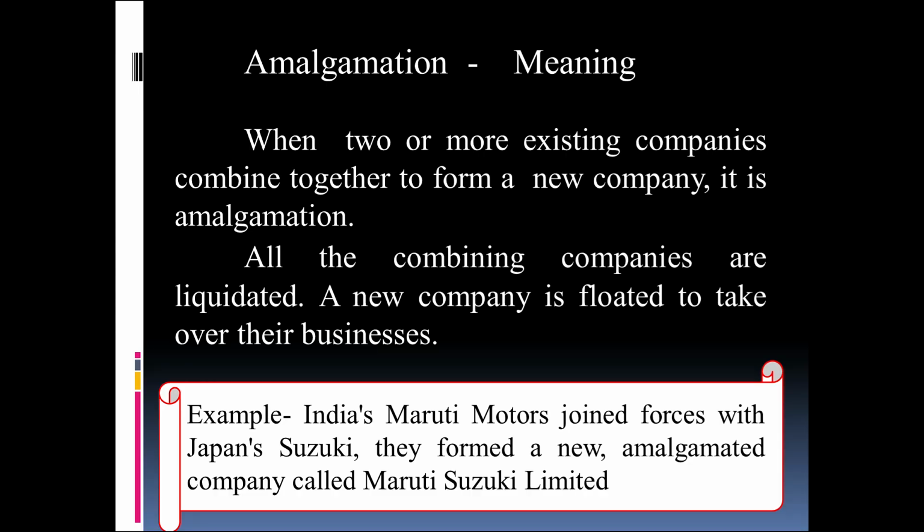Amalgamation meaning: when two or more existing companies combine together to form a new company, it is amalgamation. All the combining companies are liquidated. A new company is floated to take over their business. Example: India's Maruti Motors joined forces with Japan's Suzuki. They formed a new amalgamated company called Maruti Suzuki Limited. One more example: Satyam Computers and Tech Mahindra Limited amalgamated to form Mahindra Satyam.